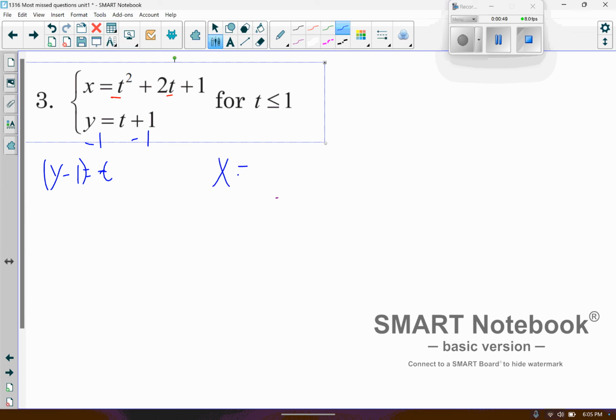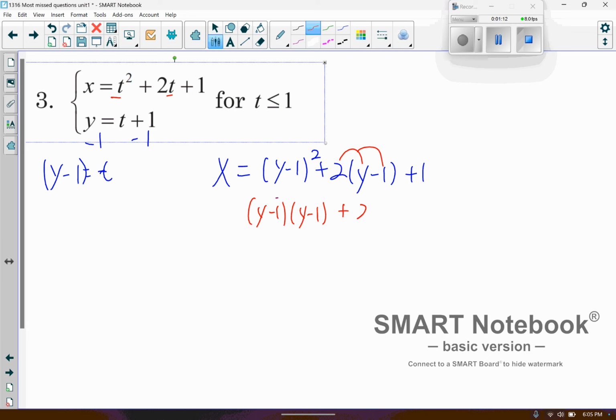So now we have x equals (y minus 1) squared plus 2 times (y minus 1) plus 1. From here we have to square this. Technically, we really break this into (y minus 1) times (y minus 1) and FOIL that. Here we can go ahead and distribute that 2, and then don't forget about the plus 1. When we FOIL this, you multiply the first, the outer, inner, and then the last two, which gives us y squared minus 2y plus 1. Then we have plus 2y minus 2 plus 1.